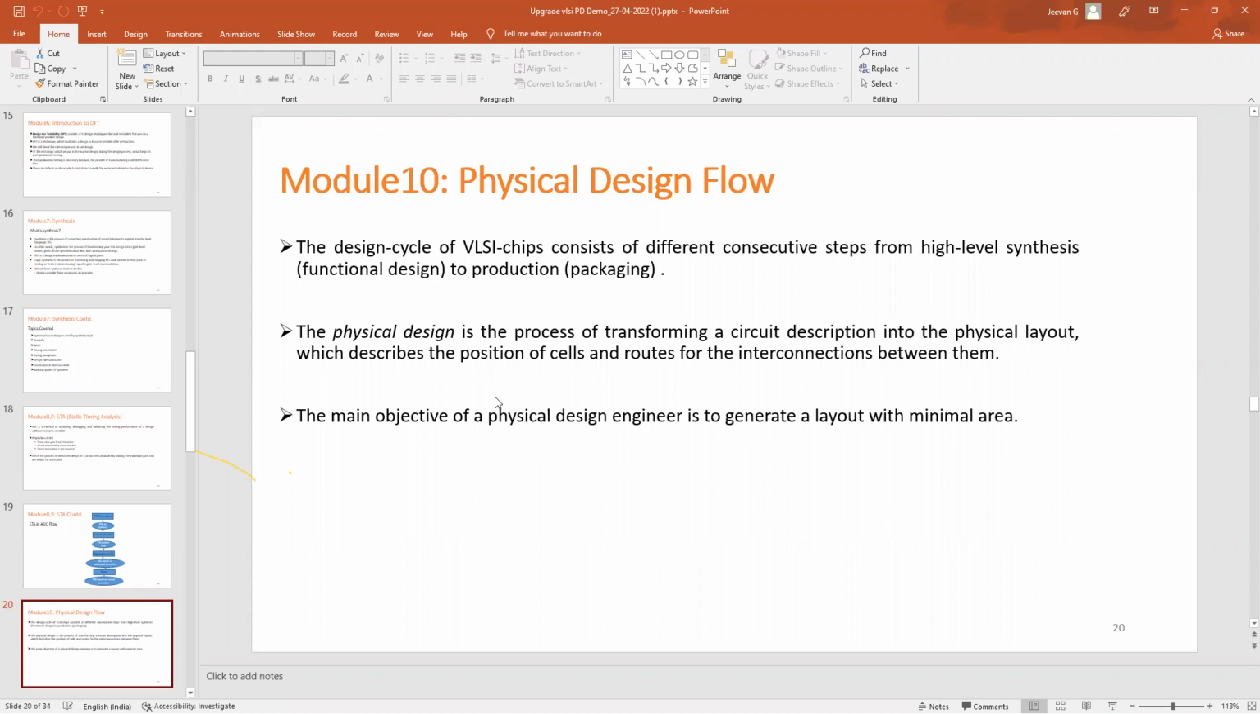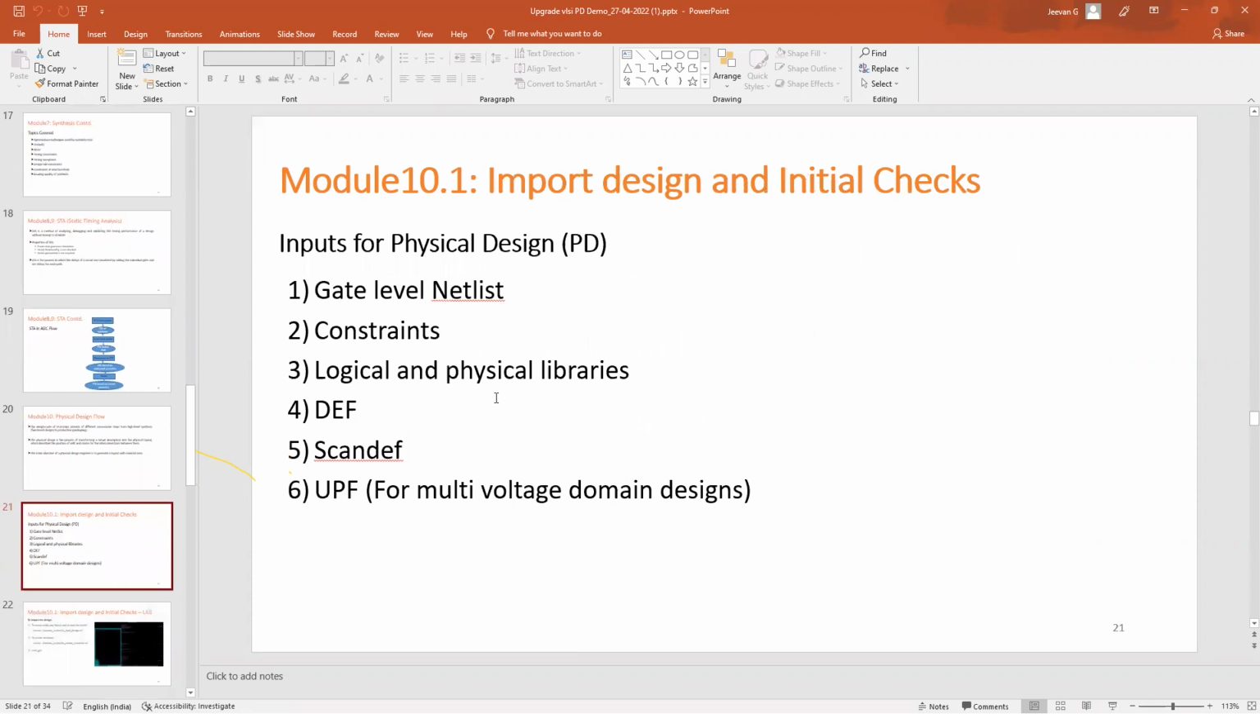Let's see what the stages in this physical design flow are. The first stage in physical design is import design and initial checks. What happens here? You collect all your required inputs, load your design, and do some sanity checks on whether we have every input present or not, and whether the present inputs are in perfect shape or not. This is what you need to perform in the first stage of physical design, import design and initial checks.